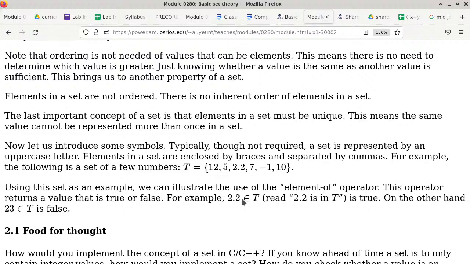But it is not an assertion. In other words, it is not telling you that 2.2 is in the set T. It is more like a question. In other words, it is a Boolean expression. It's either true or false. In this case, because of the way I define T, 2.2 is in T is true. It is a Boolean expression. But if you look at the other expression down here, 23 is an element of T, is false. It is a Boolean expression. It has 2 possibilities. It's either true or false. So are we doing okay so far with this particular paragraph?